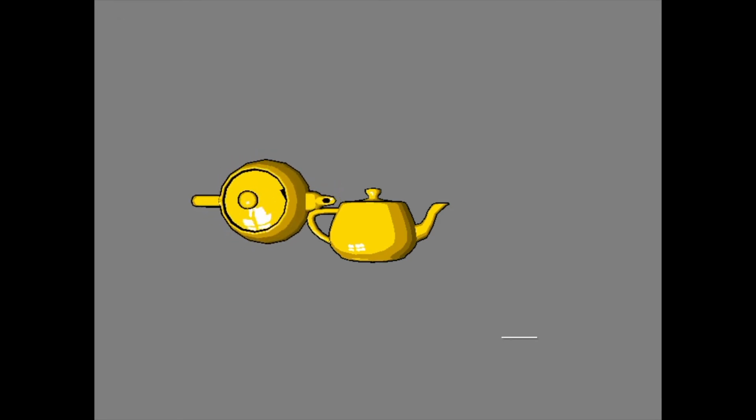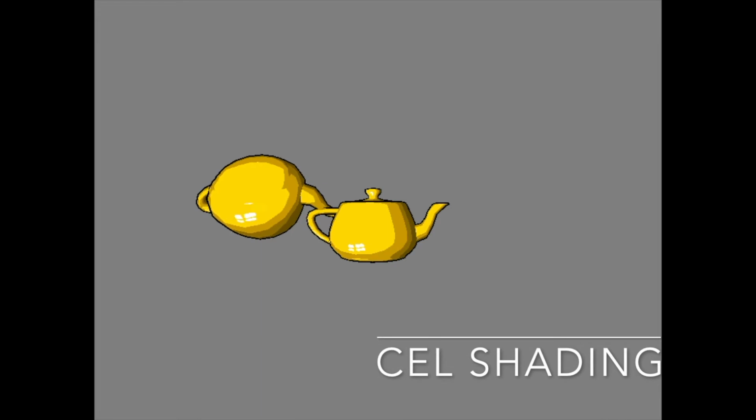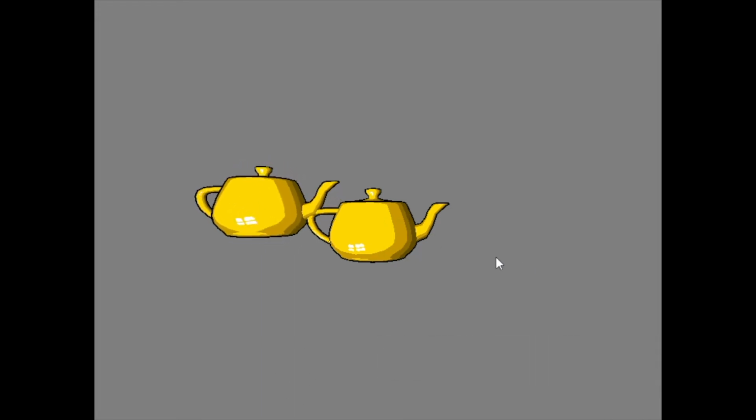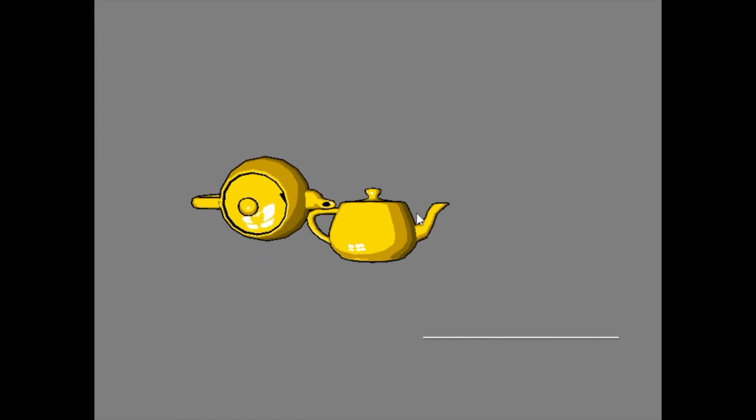And second, I did the cell shading, which is this. I make the range judgment by taking the dot product of the normal direction and the light direction to realize the cell shading. And lastly, the most important part is the highlight.